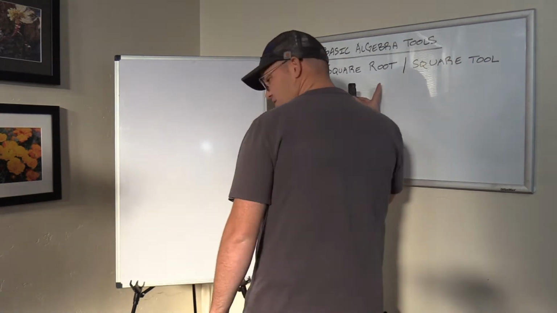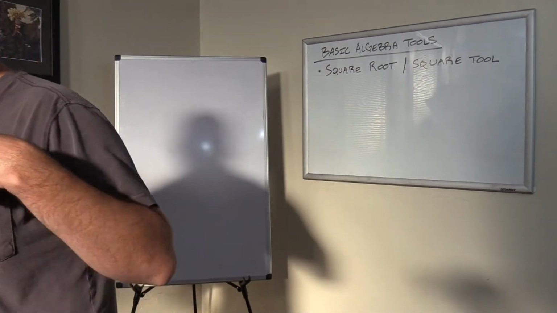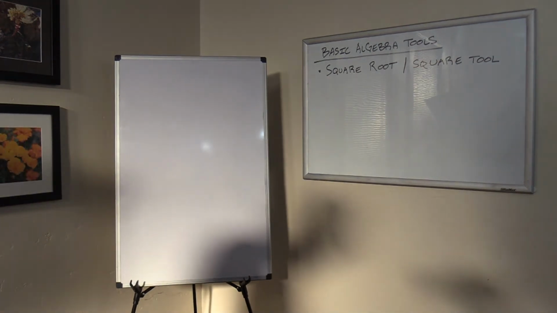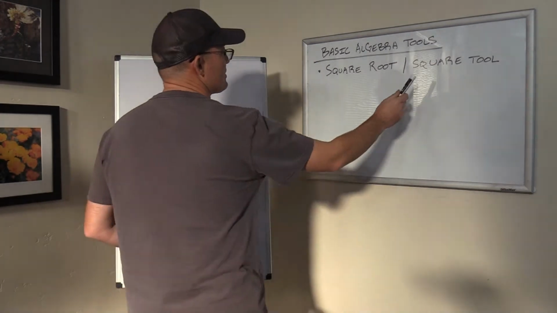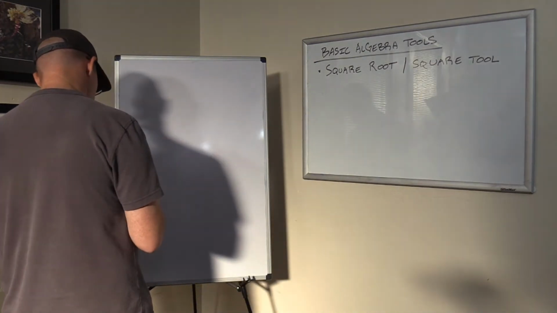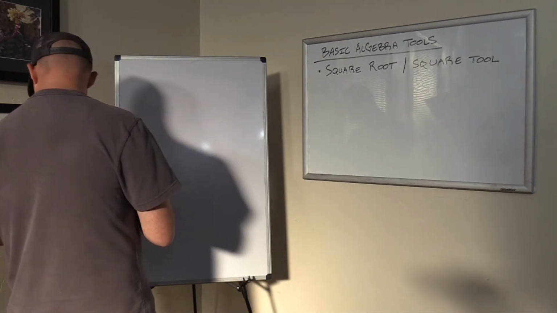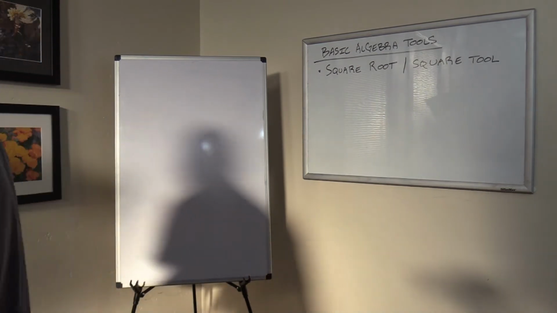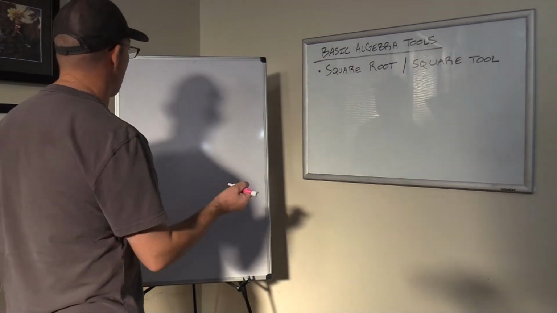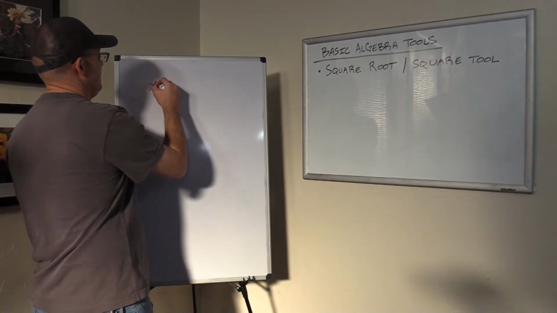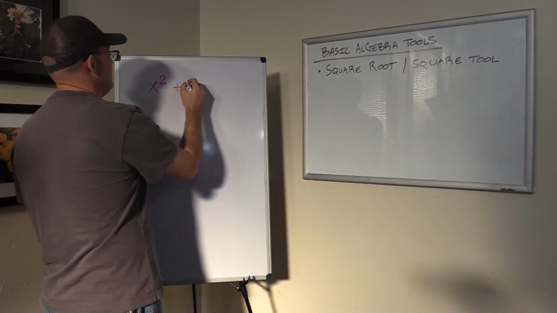Okay, so we want to know, how does this tool work? You only need this tool if you have an exponent in your equation, or you have a square root symbol in your equation. So let's just start with a super simple example. And remember, all the same rules of algebra apply. So whatever you do to one side of the equal sign, you got to do to the other side of the equal sign.